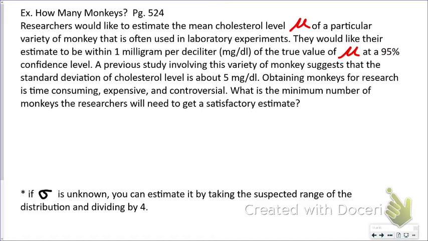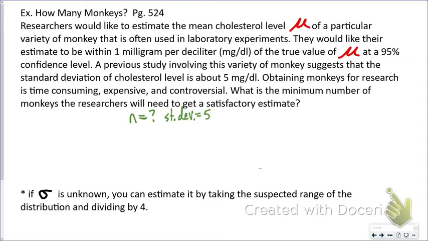So let's write down some details. We don't know much. We need N. They give us standard deviation, and I hope you're asking the question, is that sigma or S? If it's S, we have a problem. Right now I'm just going to write standard deviation is 5. But is it S or sigma?